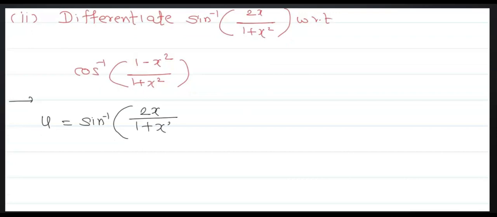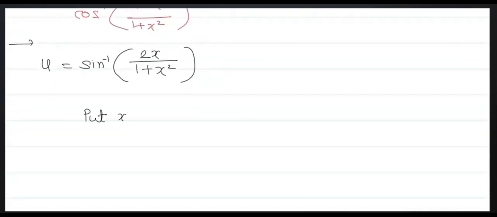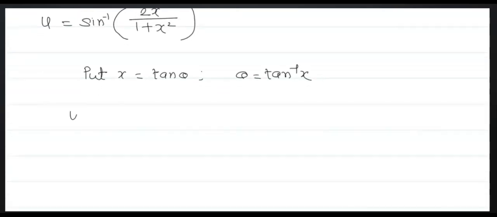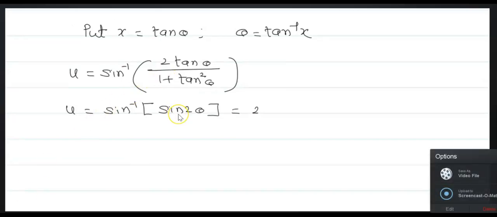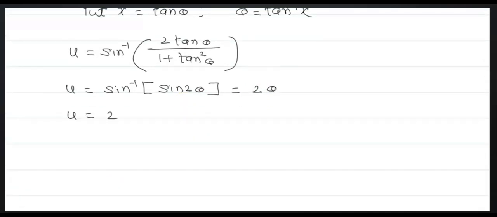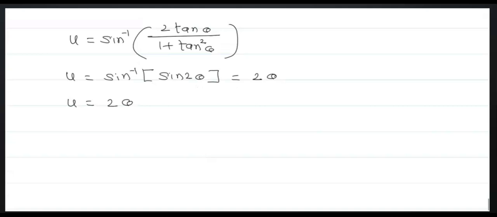Therefore, now u is equals to sin inverse of 2x upon 1 plus x square. Very common substitution. x is equals to tan theta. Theta is equals to tan inverse of x. Therefore, u is equals to sin inverse of 2 tan theta upon 1 plus tan square theta, and that is nothing but the sine of 2 times theta. If we simplify that, you will get 2 tan theta upon 1 plus tan square theta. This is the sine of 2 times theta. Now, sine inverse of sine of 2 times theta is 2 theta. Therefore, u is equals to 2 theta.